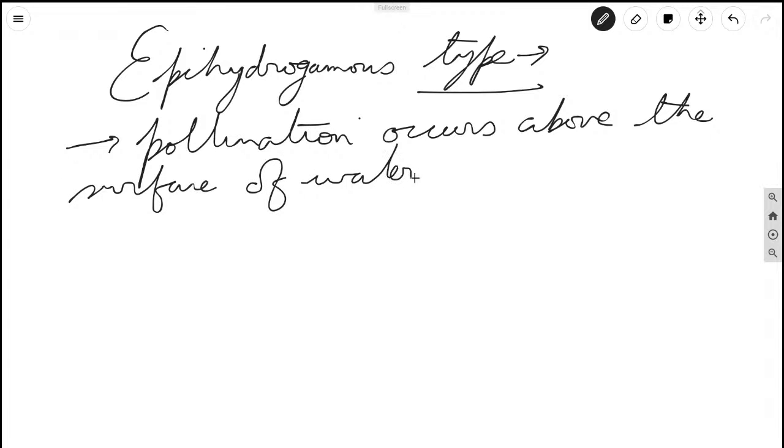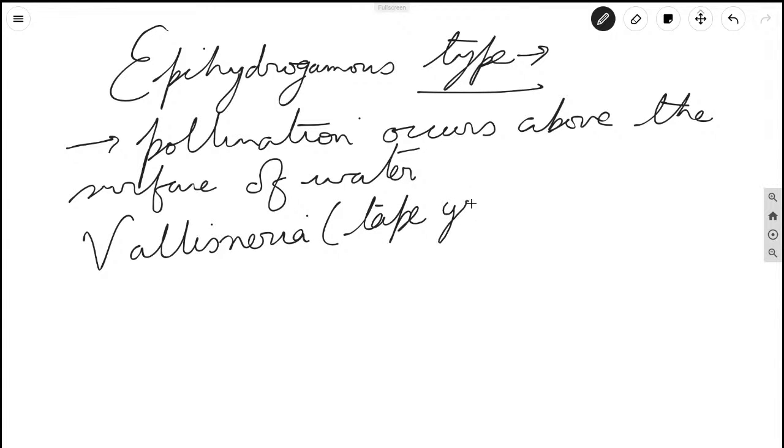of water. One of the examples that I had given you was Zostera, and one more example was Vallisneria. This Vallisneria is a great example, which is a tape grass. It is a great exemplar of epihydrogamous type. This is a dioecious plant having strap-shaped leaves that grow in the mud at the bottom of any kind of stagnant water source.